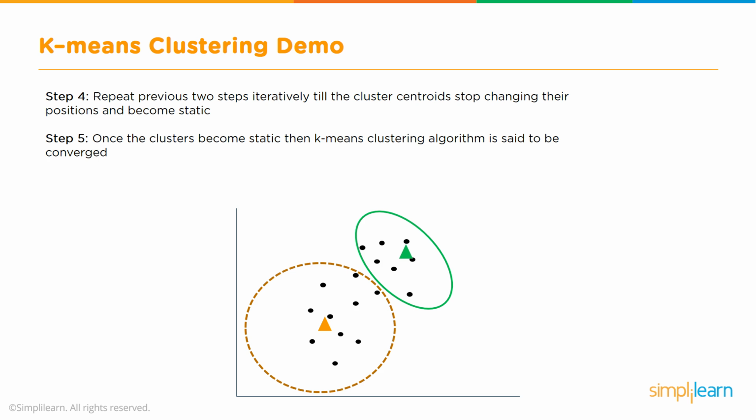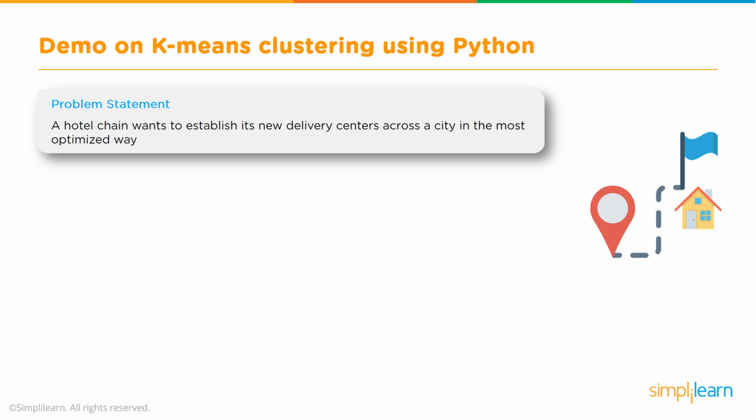Before we look at the actual script, let's take a look at a case study and what that looks like in real life. Let's say you have a hotel chain that wants to establish its new delivery centers across the city in the most optimized way. Now, I don't know about you, but if I owned a hotel chain, which I don't, I would want to maximize the position for the best way of making money and the least amount of cost.